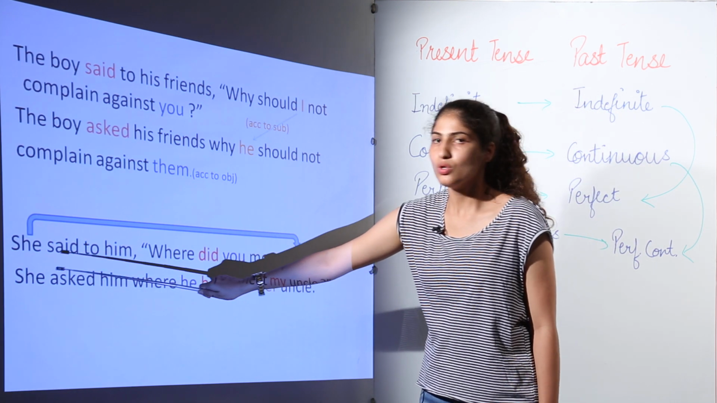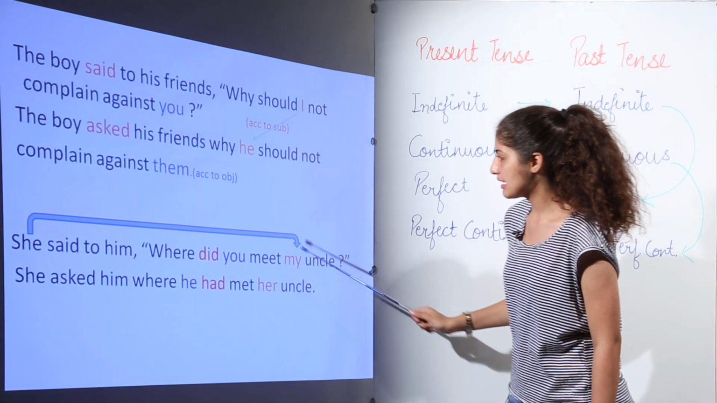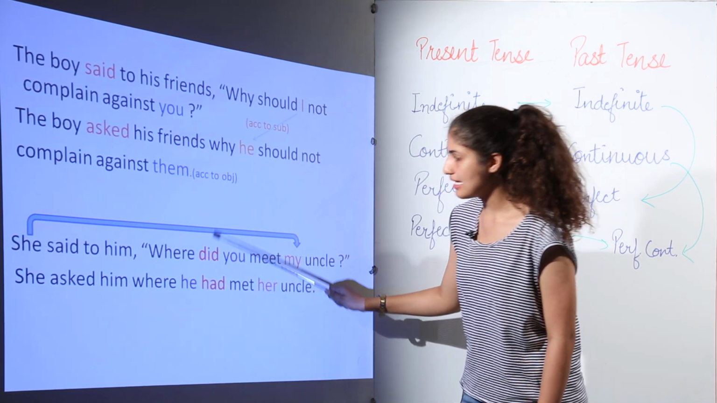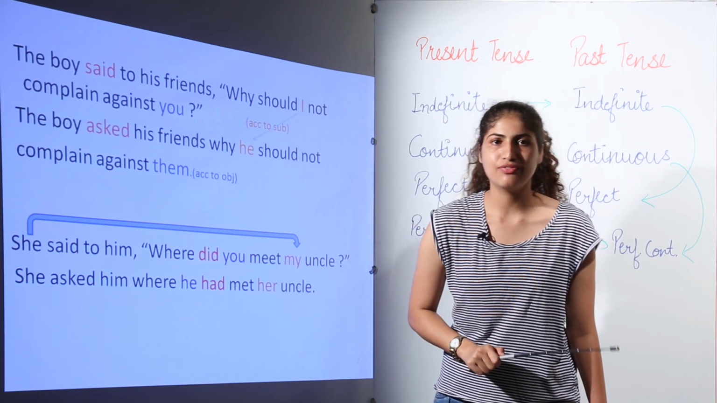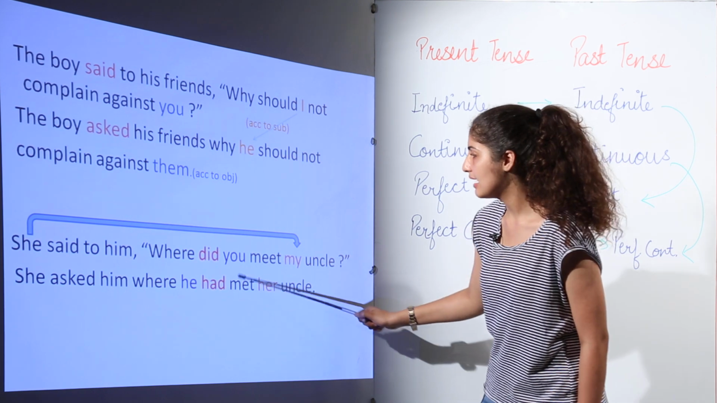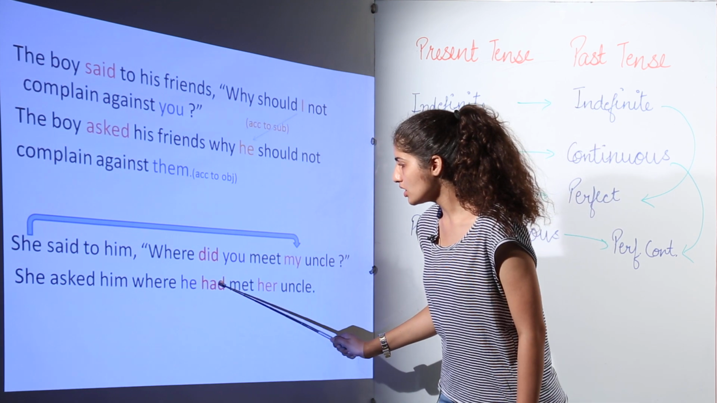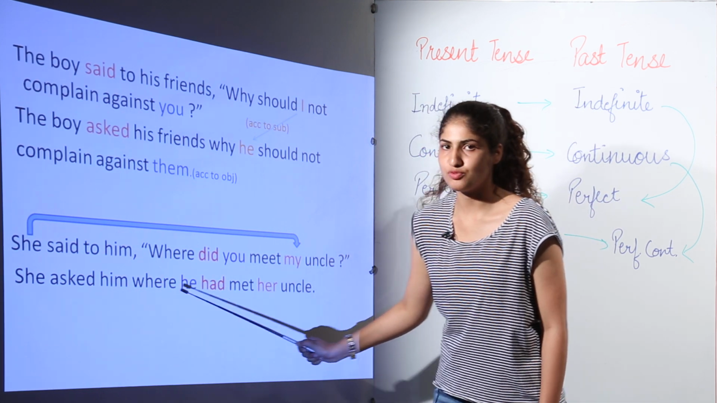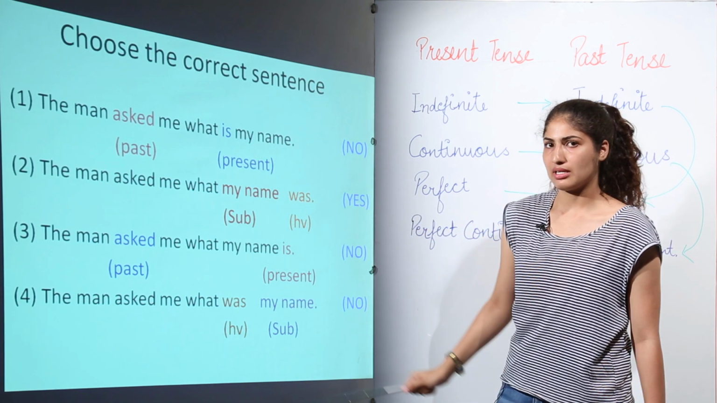Now she is asking, so she asked him where he had met her uncle. See, this did represent that it is the past indefinite tense. So according to the rule, past indefinite tense will change into past perfect tense. Therefore we'll use had. And since now this is an assertive kind of question, we cannot put this helping verb before the subject. Now we have to choose the right among all the four options.